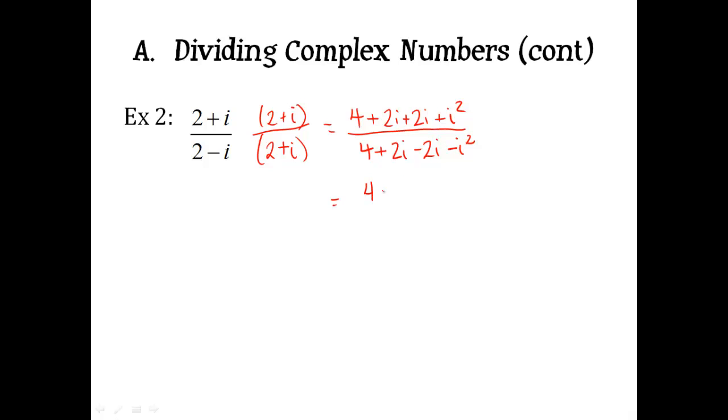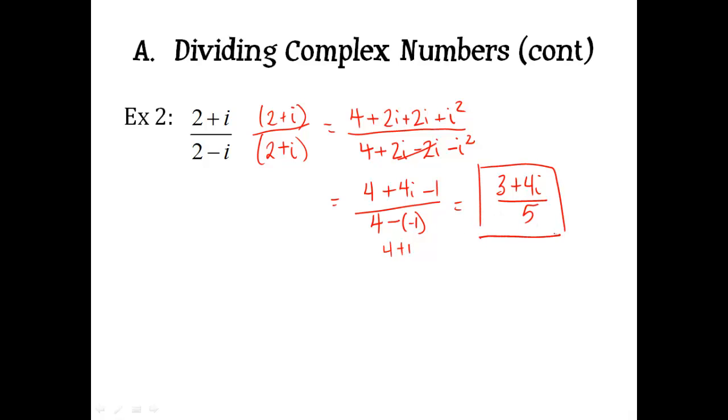Simplify. 4 plus 4i, i squared is a minus 1. Bottom, 4, 2i minus 2i, those are 0, minus a negative 1. All right, keep going. 4 minus 1 is a 3, plus 4i, all of that over, that's a 4 plus 1, which is a 5. So there's my solution to the division problem.